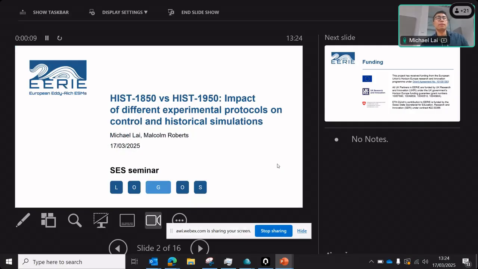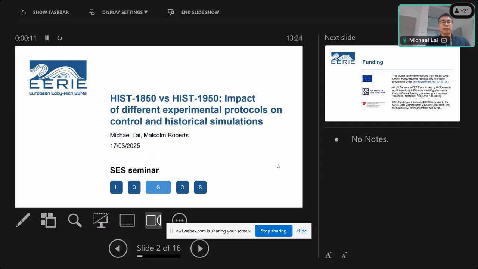Yeah, so I'll be talking about something a little bit different, about comparing the impact of using different experiment protocols on the interpretation of the control in historical simulations, comparing when you use the CMIP style controls with the HighResMIP style simulations.